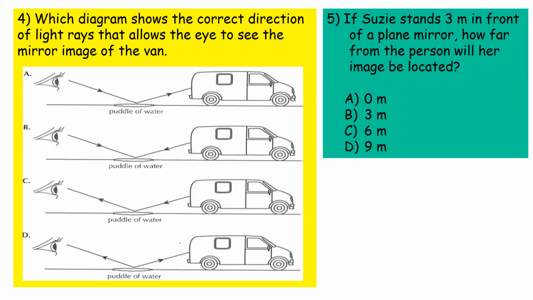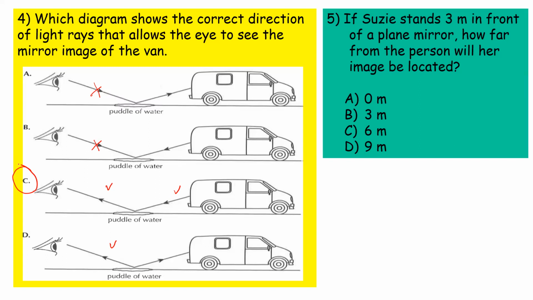Okay, I'm going to start going through which diagram shows the correct directions of light ray that allows the eyes to see the mirror image of the van. Okay, so the eyes must see the van. So light ray must be going into the eyes. So this one and this one is wrong because the eyes don't shoot out light rays. Okay, I always say you're not Ultraman, you cannot shoot out light rays from your eyes. So the light ray must go into the eyes, and so it will be C and D. So it must come from the object, bounce onto the puddle of water, okay, and go into the eyes. So the correct answer should be C.